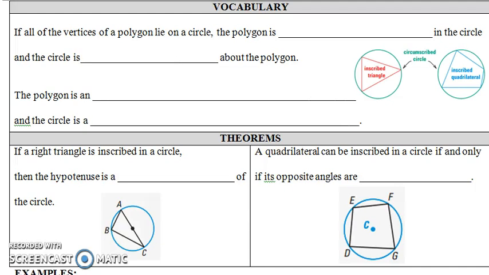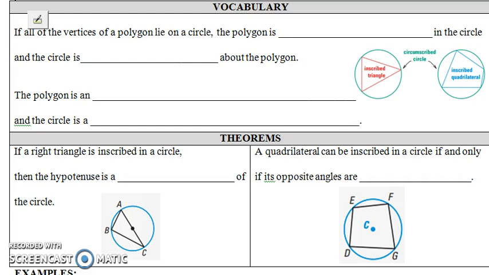Okay, so today we're going to talk about inscribed polygons, and we've heard this word inscribed before when we talked about inscribed angles. So before we get started with some examples, let's talk about some vocabulary and two theorems.